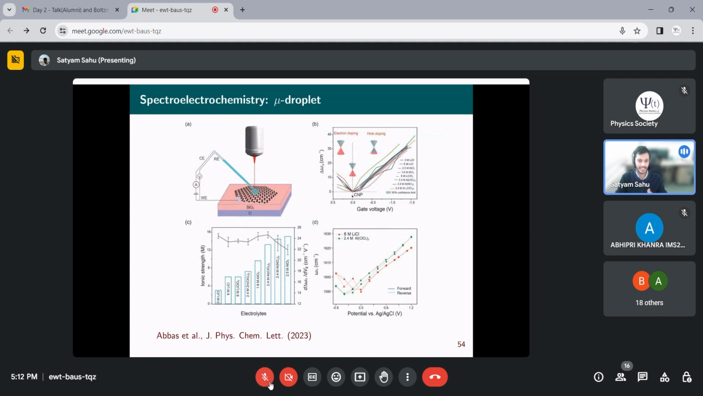As I said, we work in the department of electrochemical materials, so we are supposed to do a bit of electrochemistry as well. So for that we developed this new setup. It's called the micro droplet setup.